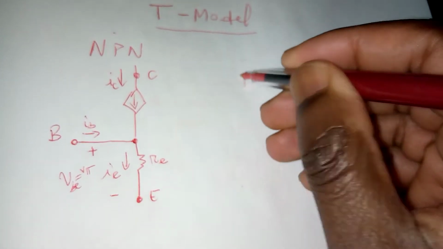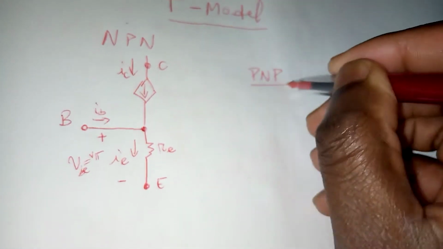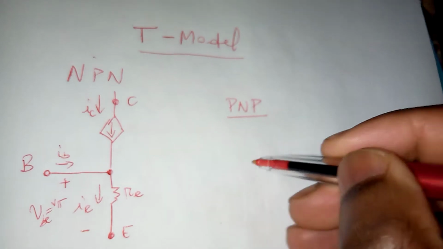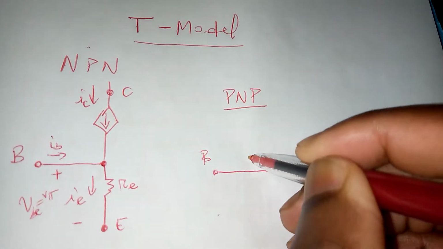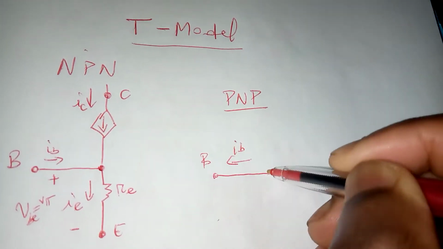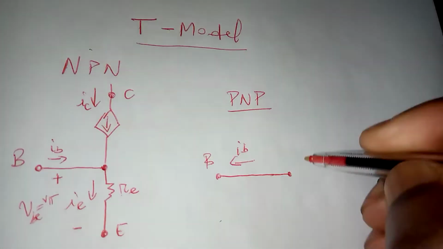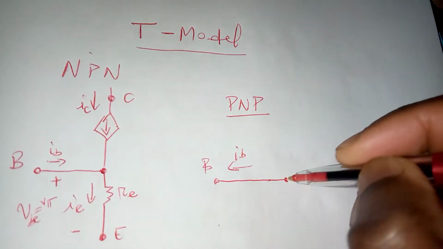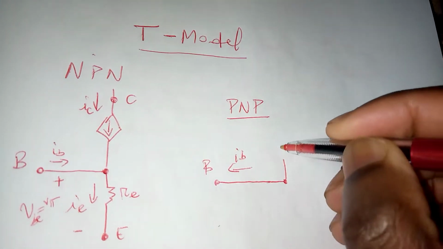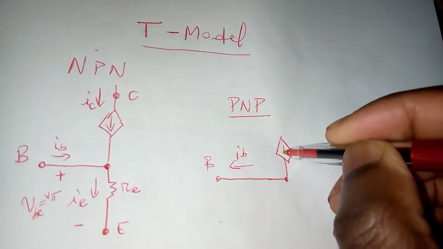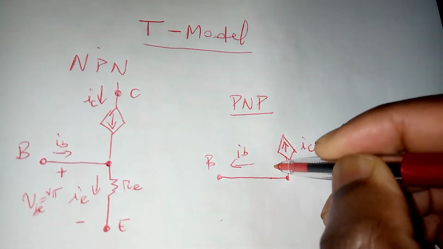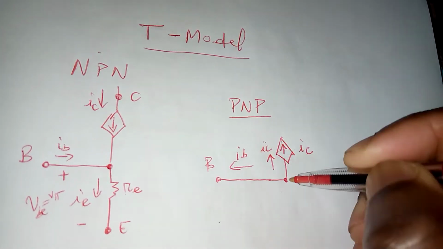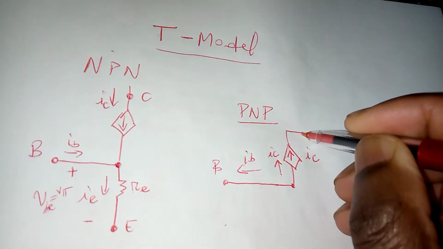Alternatively, we also have another model for PNP. And when it comes to PNP, obviously we still have the base, but the current flows out of the base in PNP, as we know. We reach that common point. From the base, we go to the collector, but as you go to the collector, we've got the current source, which is pointing up because it's also flowing out of the collector.